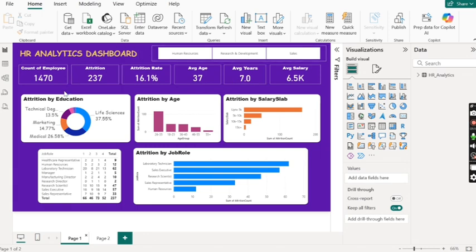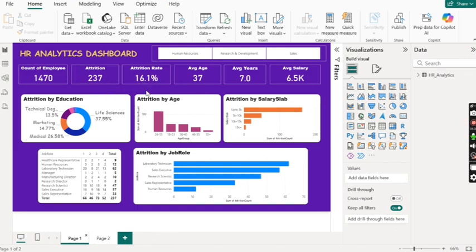Each card tells us a different story about the employees. The first is the count of employees. The number of employees is 1470, the working employees in the company basically. Next is attrition, the total number of employees who have left the company. The number of employees is 237.